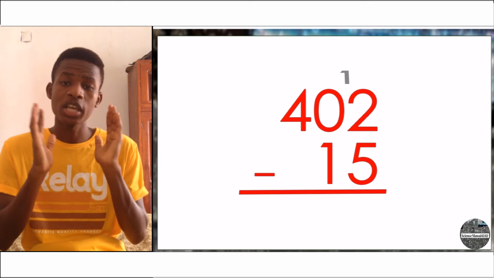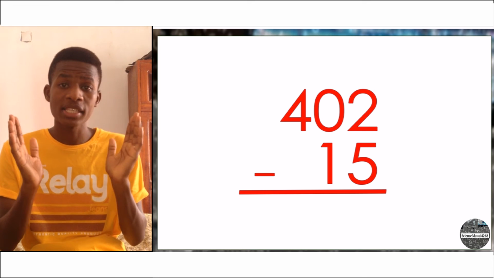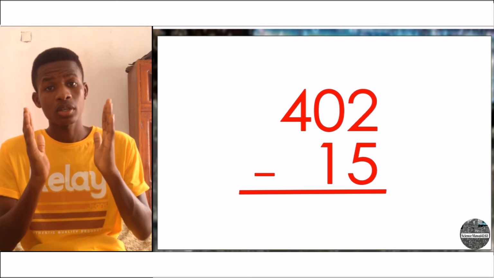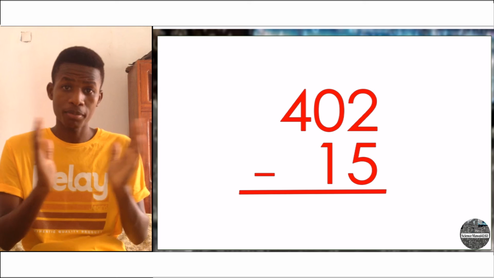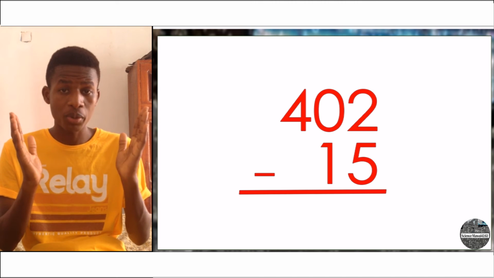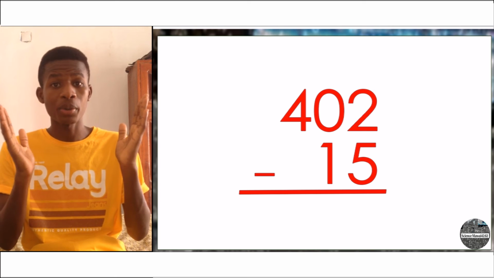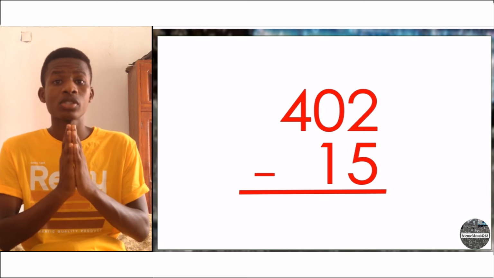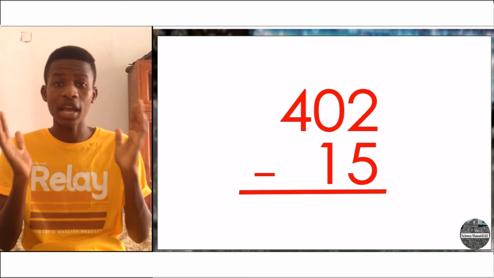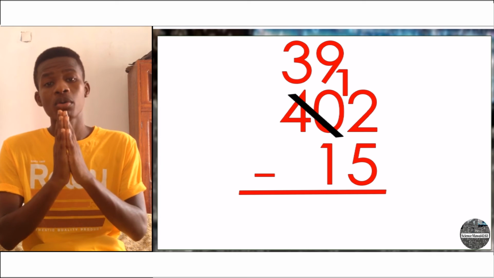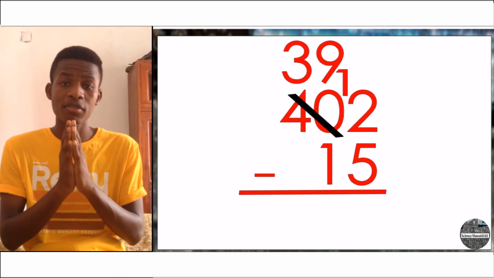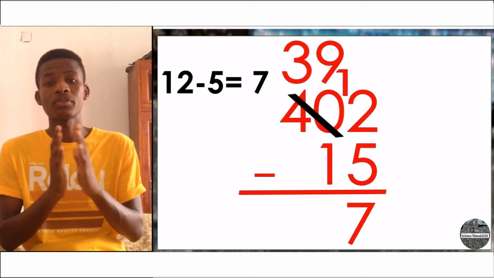And I've got to tell you something. In this case, when we borrow, we aren't borrowing from 0. We are borrowing from 40, because we can't borrow from 0. If we borrow from 0, we'll have to go down. And where will we go? So we'll borrow from 40. 40 will turn into 39. So we've got 12 minus 5. 12 minus 5 is equal to 7.